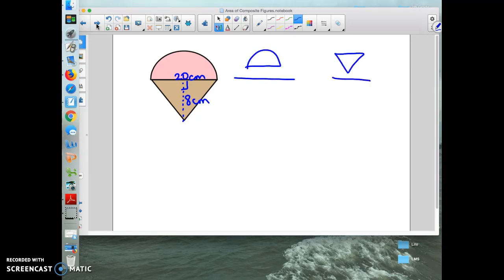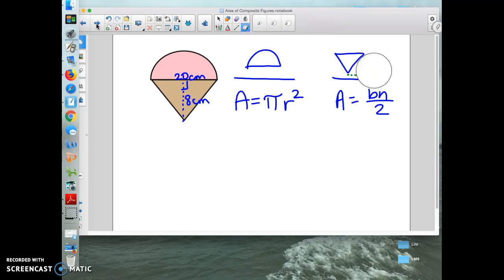And then let's put the area formulas that we have. What do we know about a circle? Well, the area of a circle is pi r squared. And what do we know about a triangle? We just talked about how the area of a triangle is base times height divided by 2. The reason it's divided by 2 is that if you made the same shape again, you make a parallelogram. That's why we do base times height, and then we divide by 2 to get the actual area of our shape.